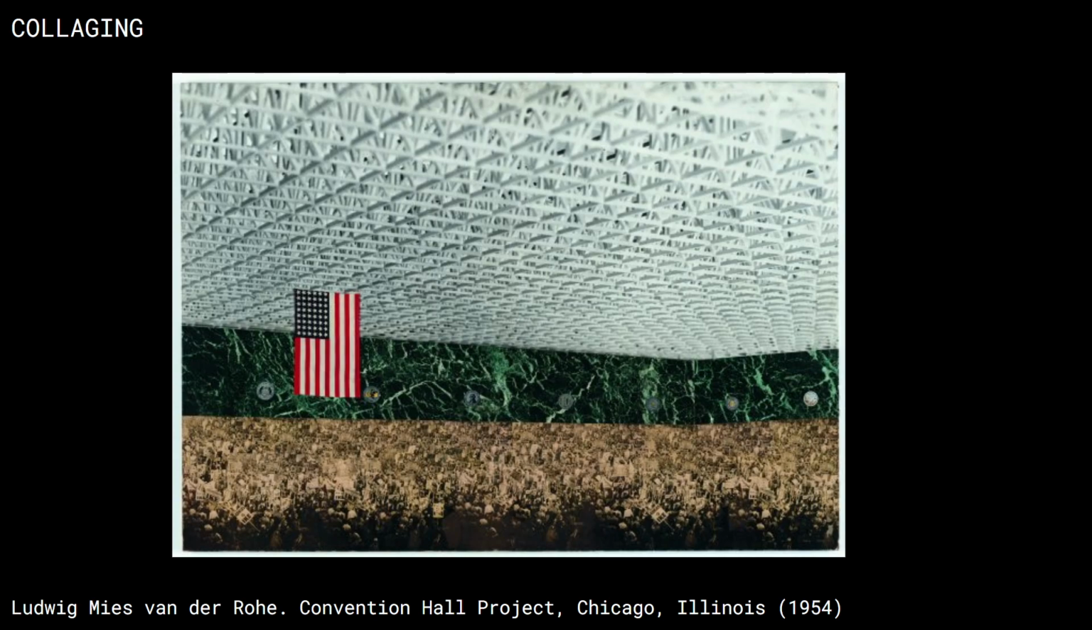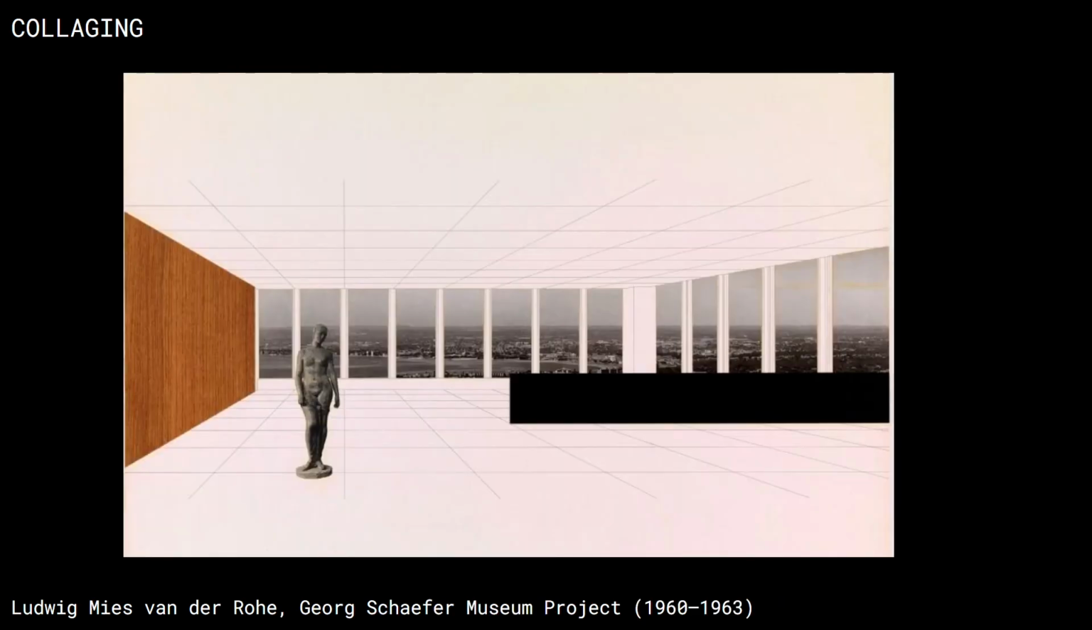And so it was this sort of ready-made collage material that they could come together to create this very radically flat image. This is a Mies van der Rohe image of the convention hall in Chicago, if anyone's driven by that on Lake Shore Drive. And then here's another one that Mies did.